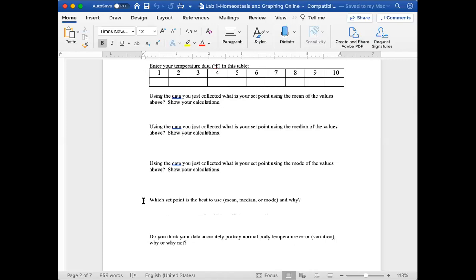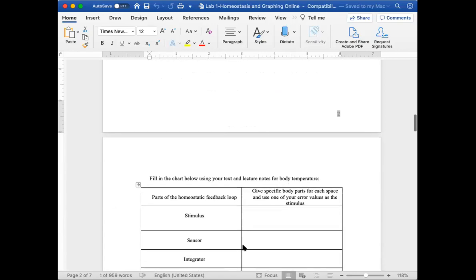I tell students this really depends on your data. So if your values for body temperature are all over the place and there's not one value that your body keeps coming back to, then it would be the mean. If there's a value that you see that your body keeps coming back to, or is a recurring value or the most frequent value, then your set point is your mode. And so really it's going to be between your mean or your mode, depending on what your data look like. We don't use the one in the middle because that is kind of arbitrary. And then you can answer the questions.